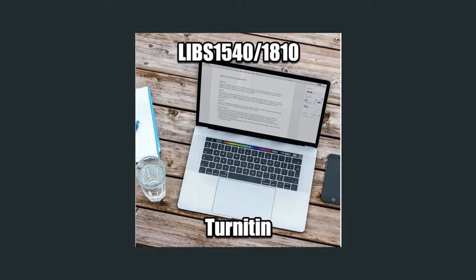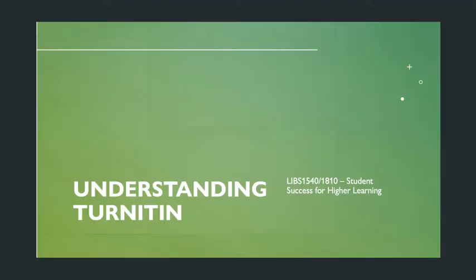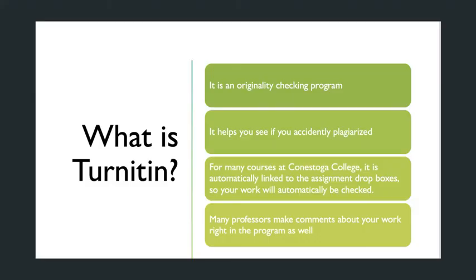Today's video is going to talk about using Turnitin, understanding how to use it, understanding what it means, and understanding your professor's comments. So first of all, what is Turnitin? It is called an originality checking program. And what it's designed for is to see if you have accidentally plagiarized. And this can be done by forgetting to use quotation marks or forgetting an in-text citation, perhaps paraphrasing poorly. And Turnitin will show you where you have made these mistakes.